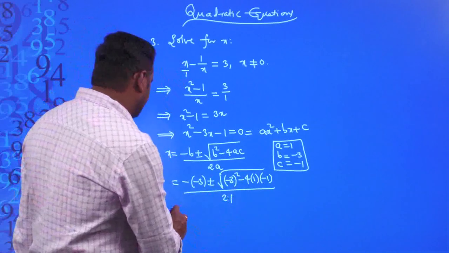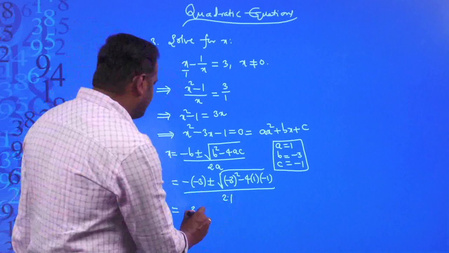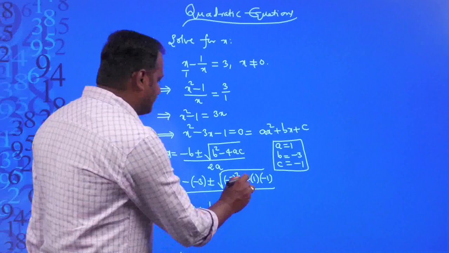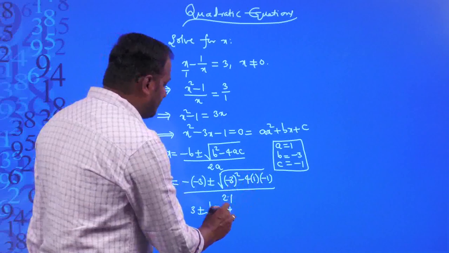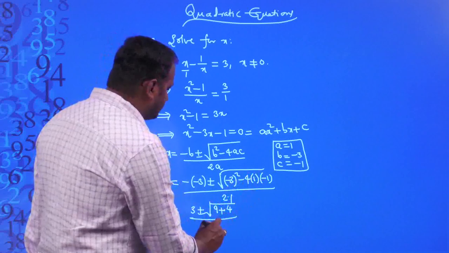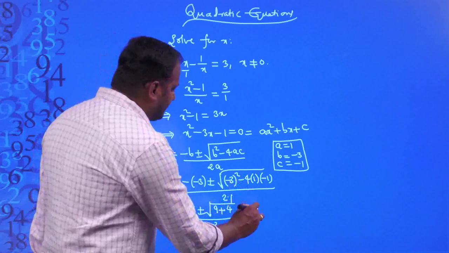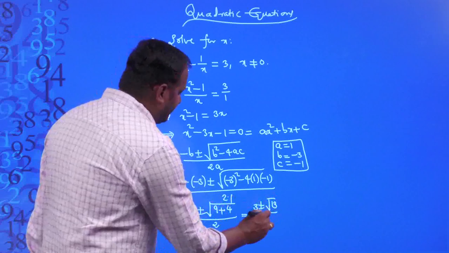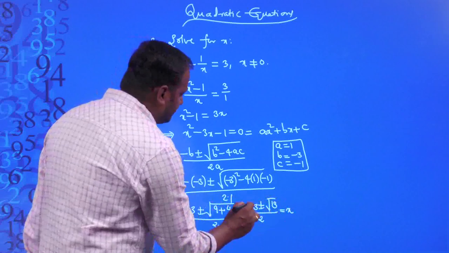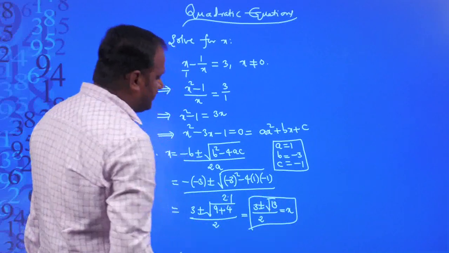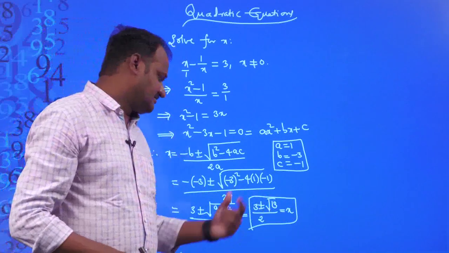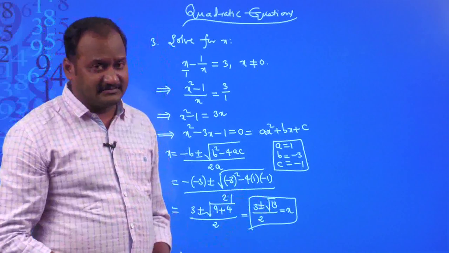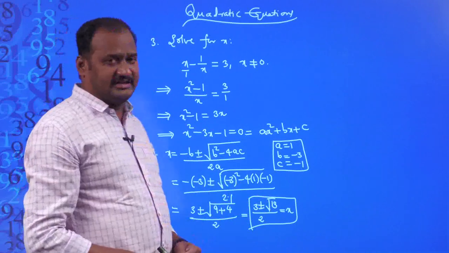If you simplify this, you will get minus of minus 3 is equal to 3 plus or minus square root of minus 3 whole square is equal to 9 plus 4 into 1 is equal to 4, whole divided by 2 into 1 is equal to 2. Therefore, the roots are going to be 3 plus or minus square root of 9 plus 4 is equal to 13, divided by 2. This is the value of x. Of course, if you use plus, you will get one root. If you use minus, you will get the other root. This number cannot be simplified further, because root 13 is an irrational number. So, this way we can solve this kind of problems.